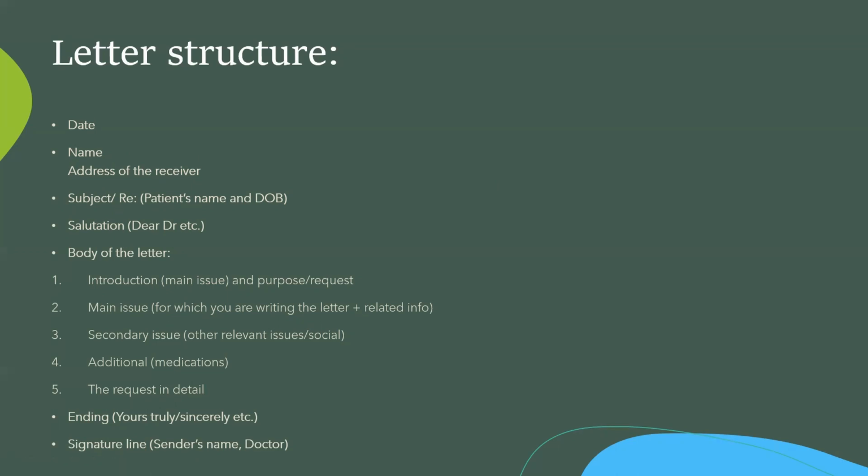Then the subject is really important. You have to write "Re:", Re means regarding. So you will write the patient's name and their date of birth. It is the same for everyone. Just write the patient name in one line, and in the second line write DOB and the date of birth.